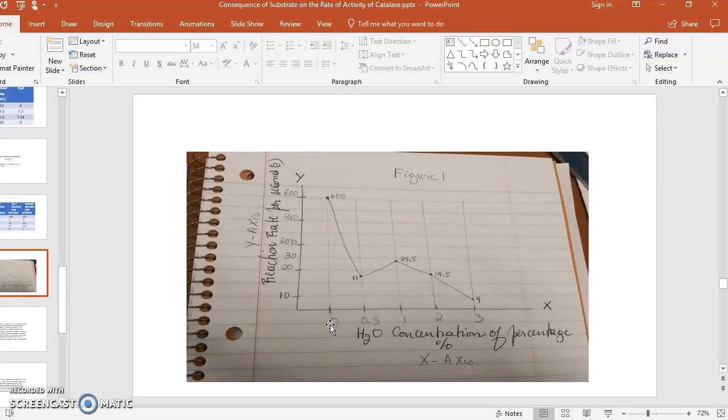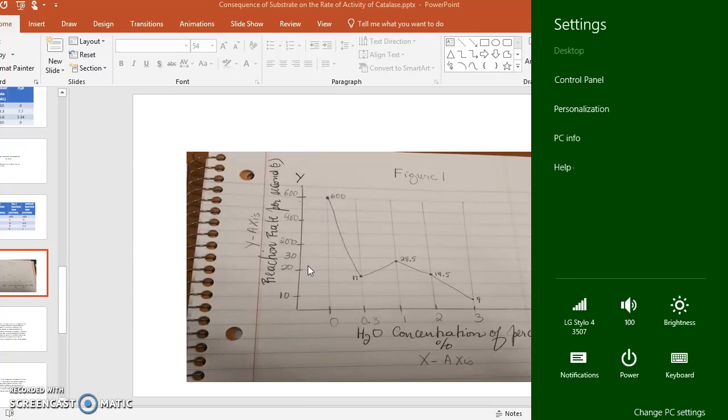You can see 0%, 600, average 600, and then 0.3, average 17, and then 1, average 28.5, and then 2, 19.5, and then 3, 9. This one is the x-axis, and then this one is the y-axis, the reaction rate per second, and then this is the oxygen concentration of peroxide.